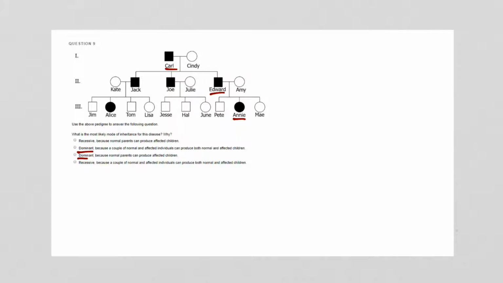So we know it's dominant because a couple of normal and affected children can have both normal and affected children. That is true. Okay, we cannot have normal parents, so two parents that don't have it, actually have a child that does have it. Okay, so it is going to be dominant here.